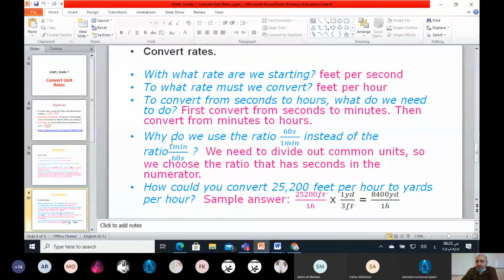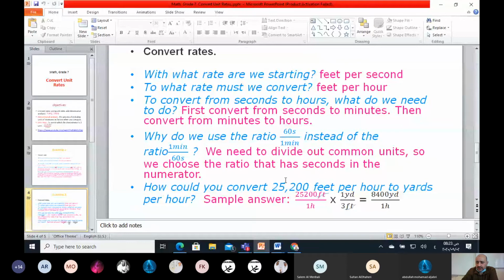So why do we use the ratio? Each 1 minute, as you know, equals what? 60 seconds. So instead of the ratio, 1 minute equals 60 seconds. We need to divide out common units. So we choose the ratio that has second in the numerator.